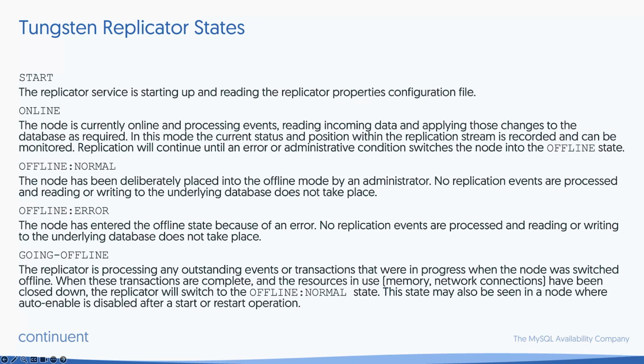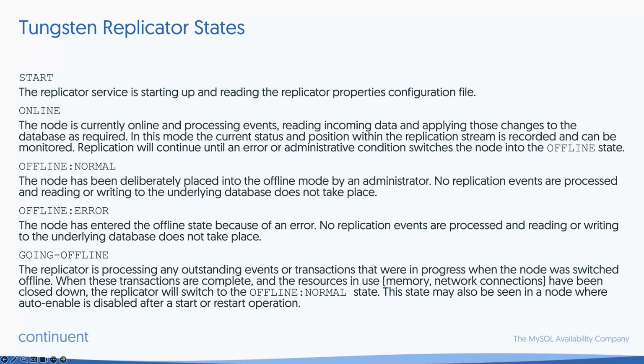Offline normal would be seen if the operator chooses to manually stop replication or if the configuration is set to not bring the replicator online automatically. Offline error indicates an issue has occurred. The replicator log files and the status output would need to be consulted for more detailed information on the error.